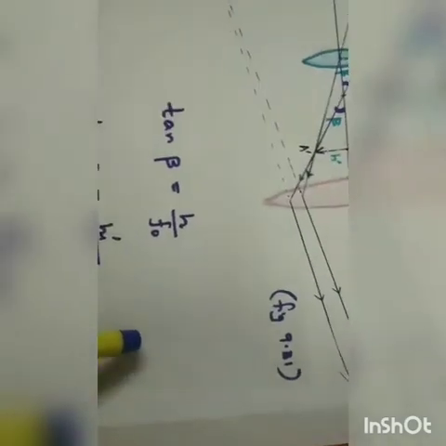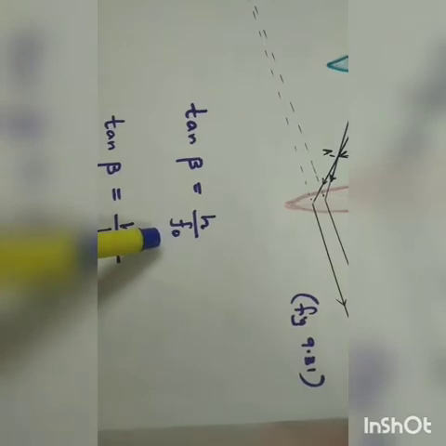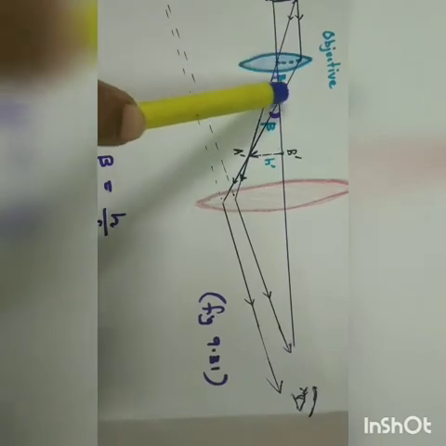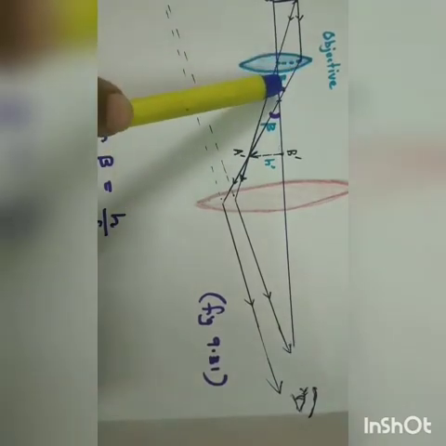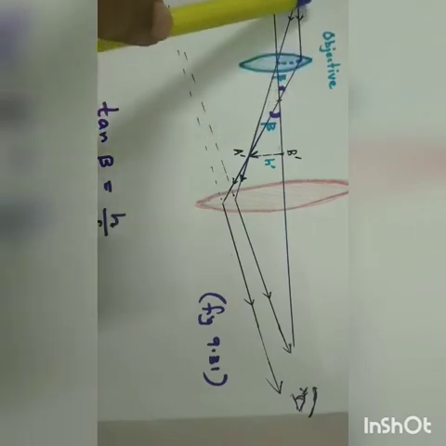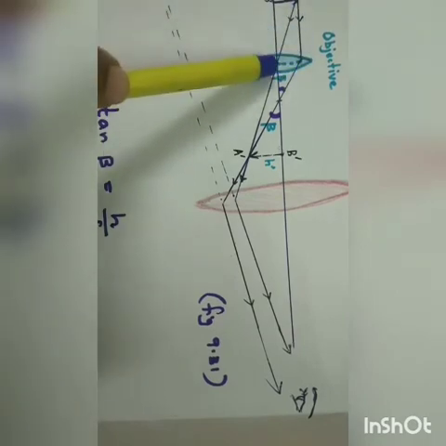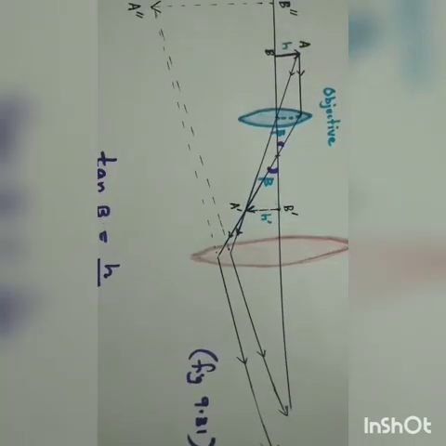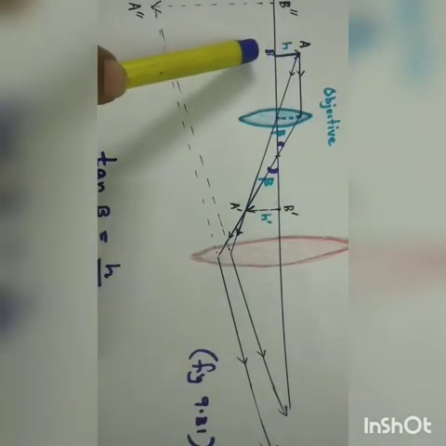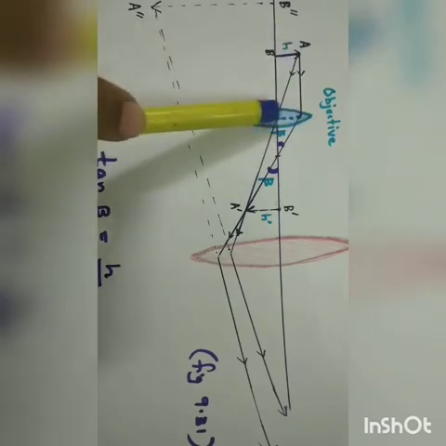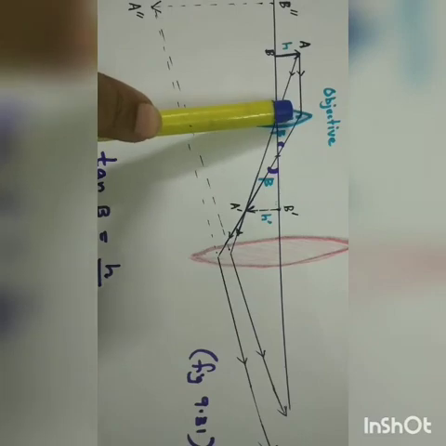Tan beta is equal to h by fo. How did we get that? Concentrate on this triangle. Tan beta is equal to opposite side by adjacent side. The opposite side is this distance. That is equal to this one because these two are parallel lines. So whatever the height is here, it is equal to this height AB, the height of the object. So this height is h, and this height is also h. So the opposite side is h.